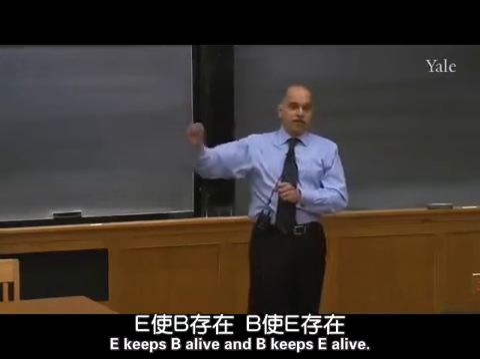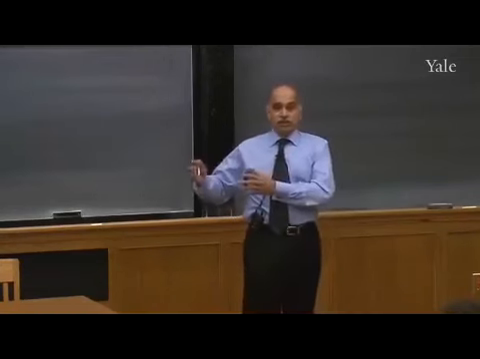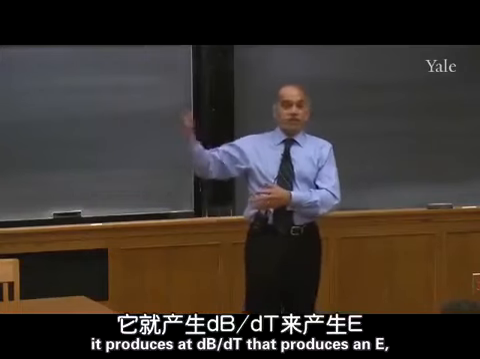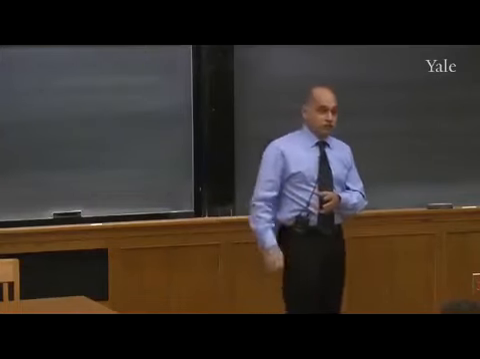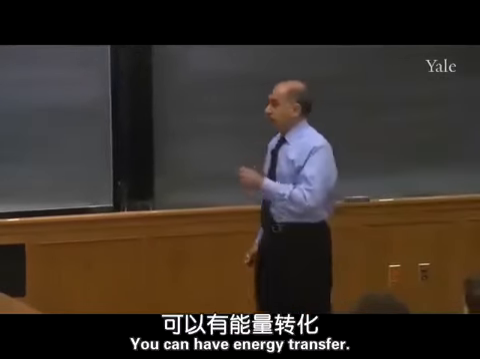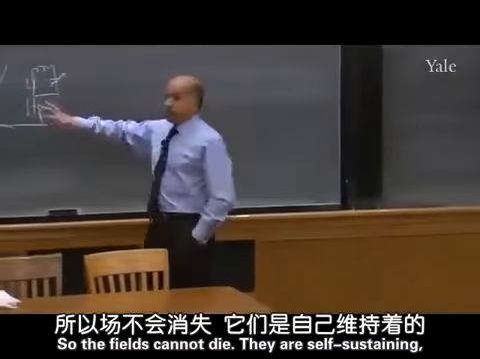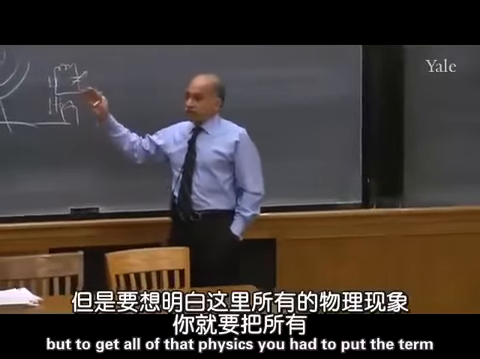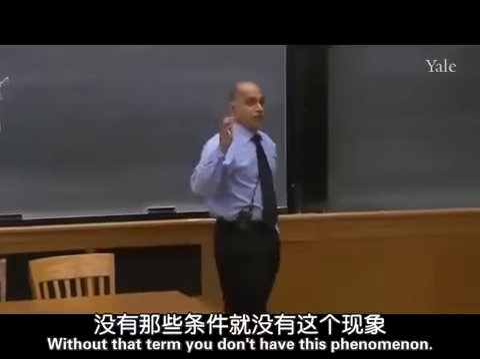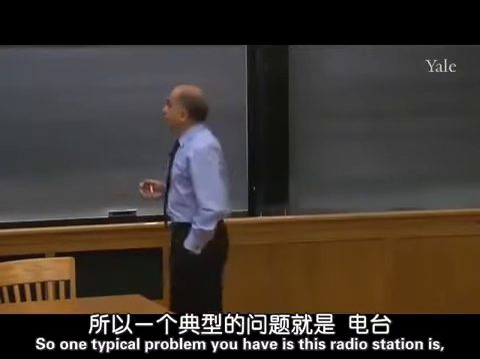E keeps B alive and B keeps E alive. If E tries to die, that's a dE/dt that produces a B. If B tries to go down, that produces a dB/dt that produces an E, so they go back and forth. It's really like oscillations in which you have kinetic to potential transfer, you can have energy transfer. So the fields cannot die, they are self-sustaining. But to get all of that physics, you had to put the term that Mr. Maxwell put in. Without that term, you don't have this phenomenon. You don't get it from statics.